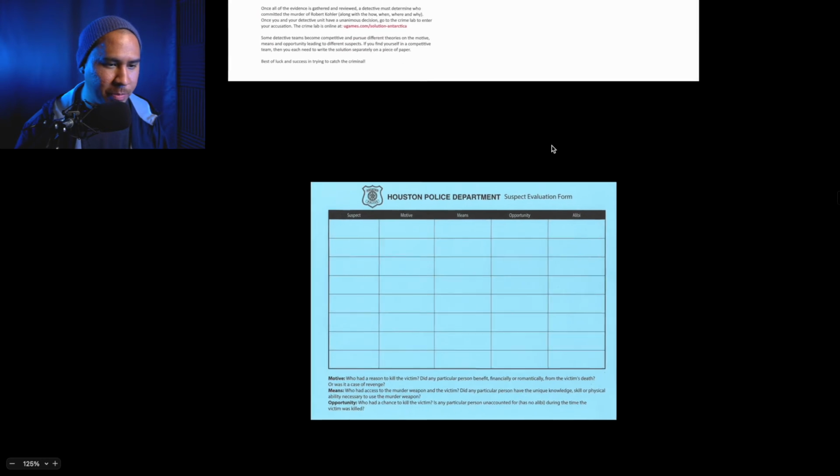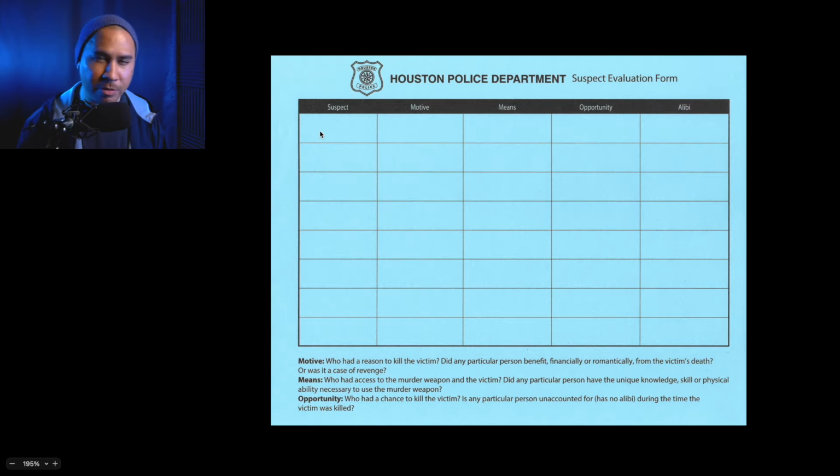So next is that suspect evaluation form they mentioned. I'm not too sure if I'm going to use this exact grid and try to type over it. We'll see once we start playing the game. And again, they have some help here about the motive, means, and opportunity.